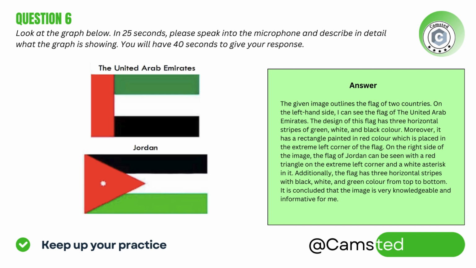On the right side of the image, the flag of Jordan can be seen with a red triangle on the extreme left corner and a white asterisk in it. Additionally, the flag has three horizontal stripes with black, white, and green color from top to bottom. It is concluded that the image is very knowledgeable and informative for me.